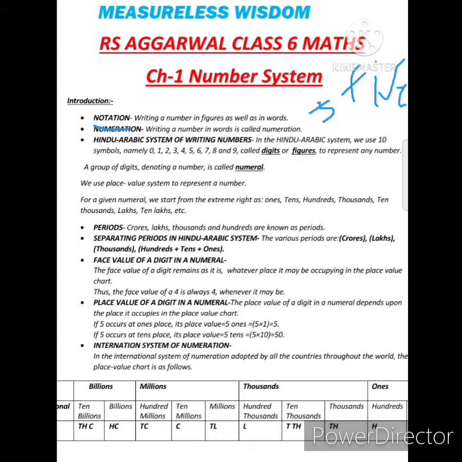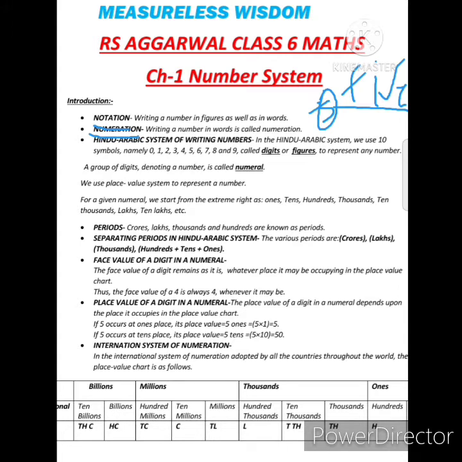So our next topic is numeration. Here you can see numeration. Writing a number in words is called numeration. If we write a number in this way, 5 in words, it is called numeration. It means that its value is also put here, but it is mostly written in words. So notation, you understand, is writing a number in a figure as well as in words.